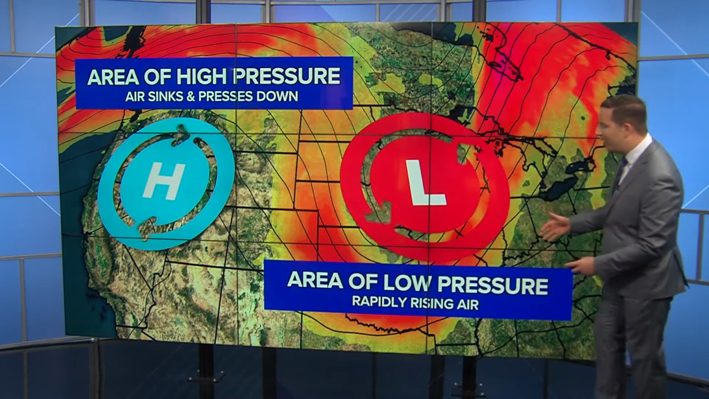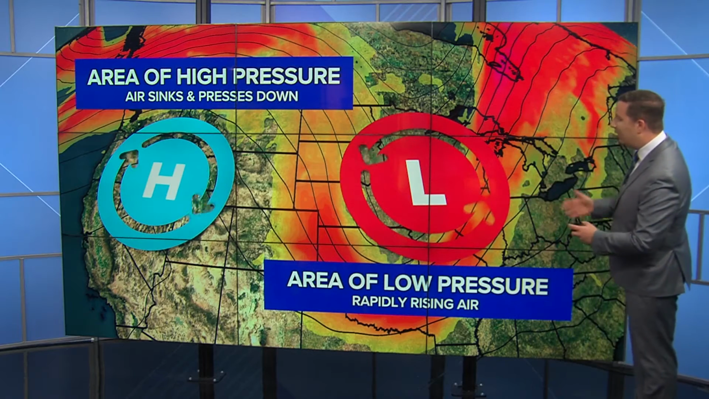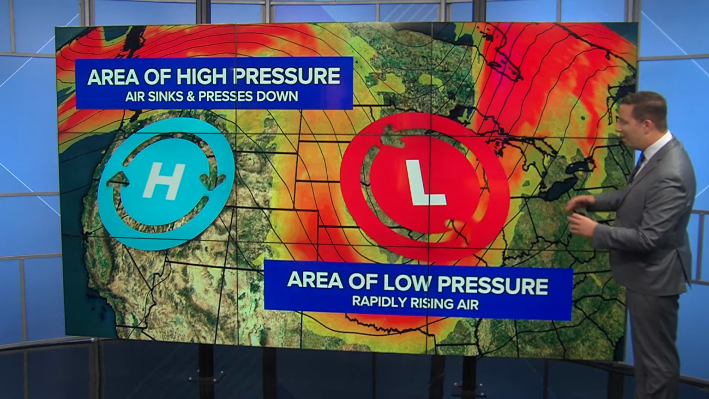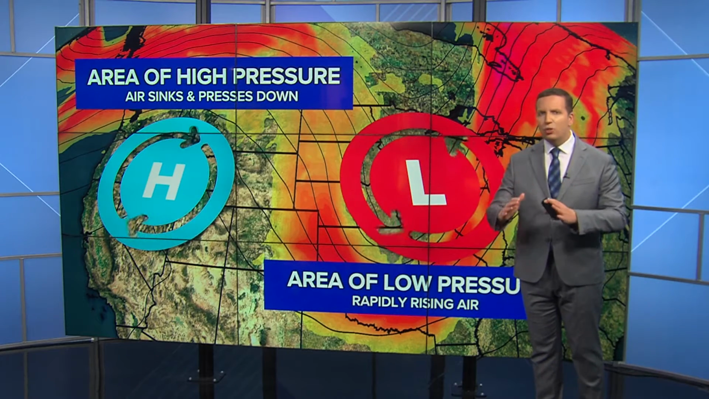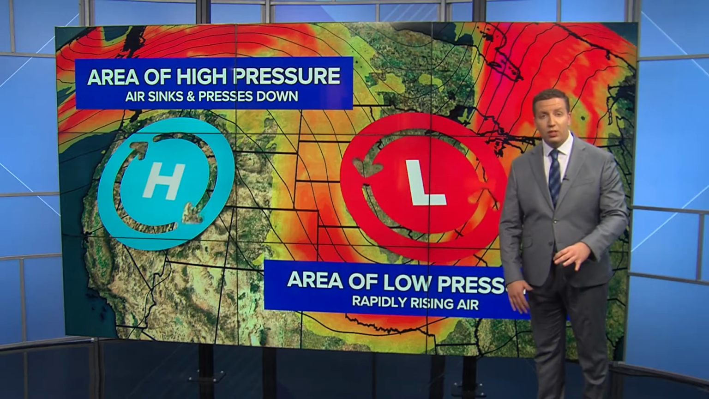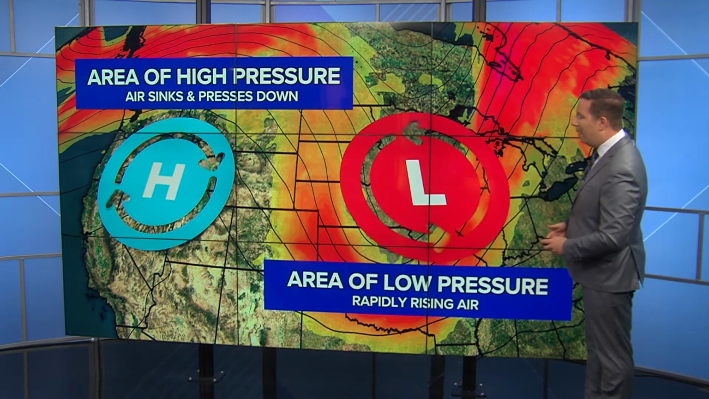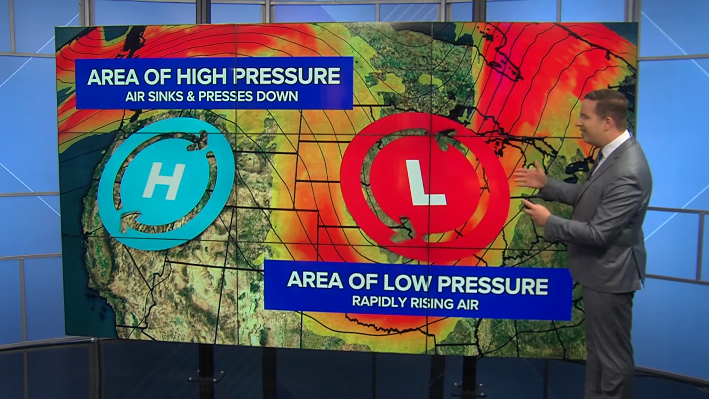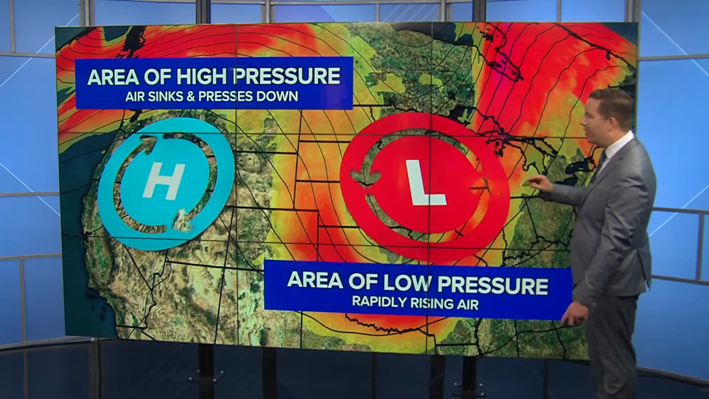On the other hand, areas of low pressure are warmer areas that are rapidly rising areas of air, and that comes from the surface and goes up into the atmosphere, and that creates sort of a cycle, a circulation where we have high pressure sinking down towards the ground and low pressure rising and going up towards the upper levels of the atmosphere. And that difference in pressure is what leads to that movement of air and creates the wind.